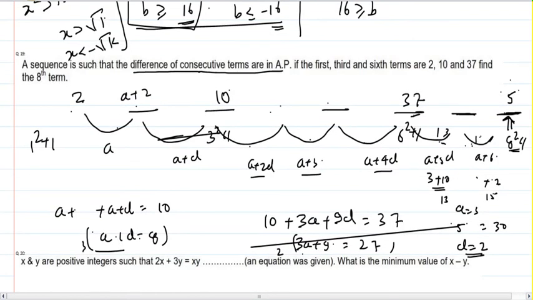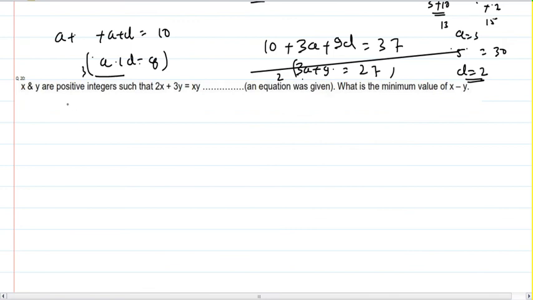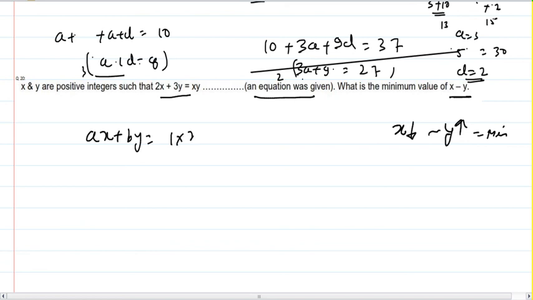What does this problem say? X and y are positive integers such that this is true. An equation was given. This is a memory based question, guys. What is the minimum value of x minus y? For minimum, I'm looking for x to be less and y to be more so that I can have minimum difference. Negative will be preferred. So whenever you come across equations like ax plus by is equal to 1 into xy, understand this 1 is absolutely necessary. That you can simplify directly in this form.